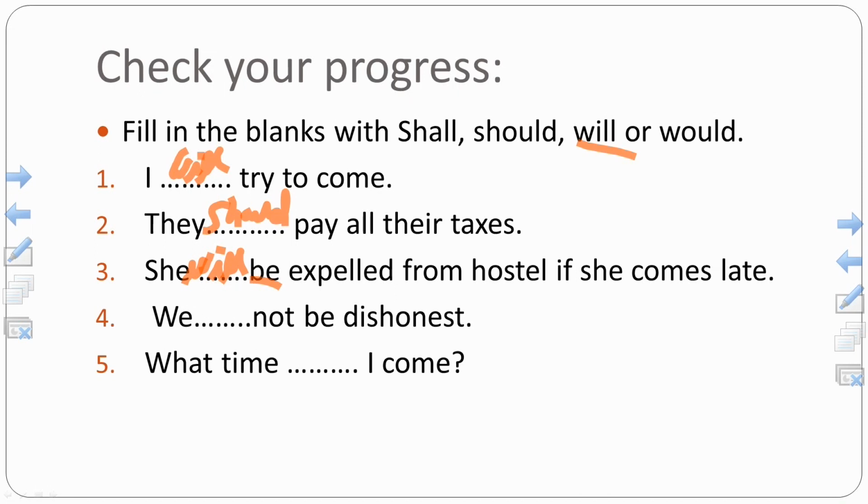We shall not be dishonest. We shall not. Then, what time should I come? Should I come at the last? Should I come? It is asking a question about what time. As we see with all the adverbials and circumstances, the adverbials and the adjectives are related to each other. It is more a kind of similar thing.